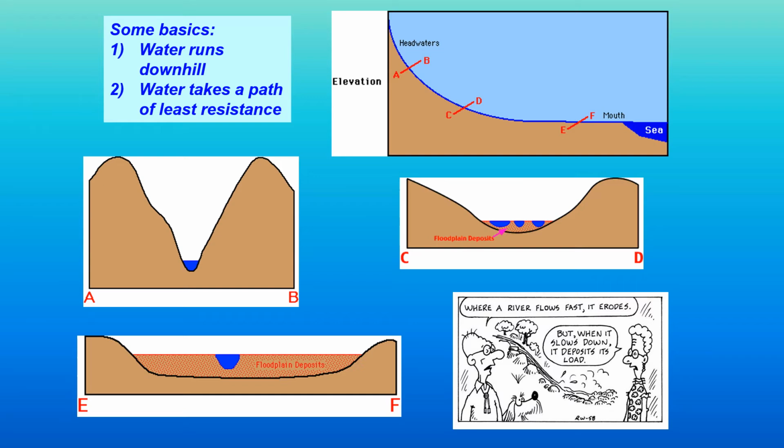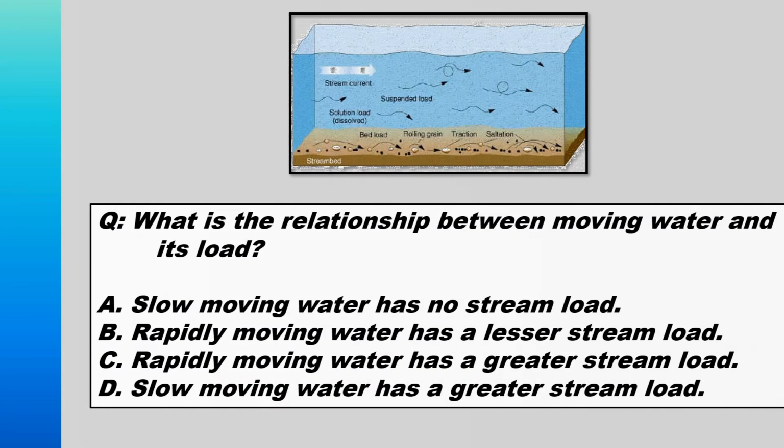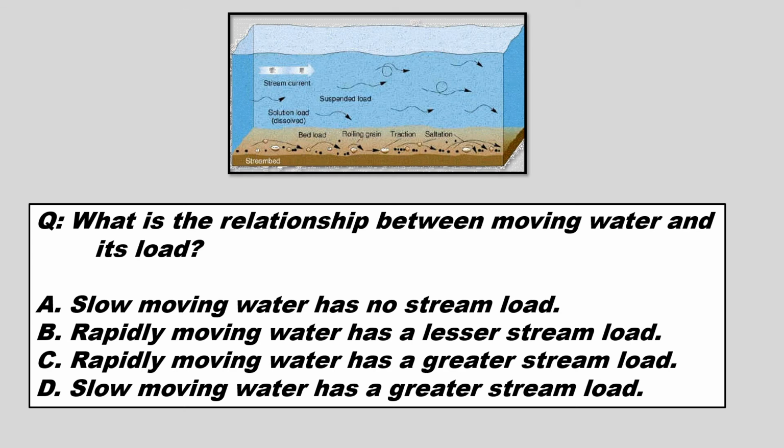All right, so when a river flows fast, it erodes. When a river slows down, it deposits its load. Now, there's a question in the quiz bank, test bank. Who knows? You might see it on the next quiz or the final. I thought it was a pretty good question.